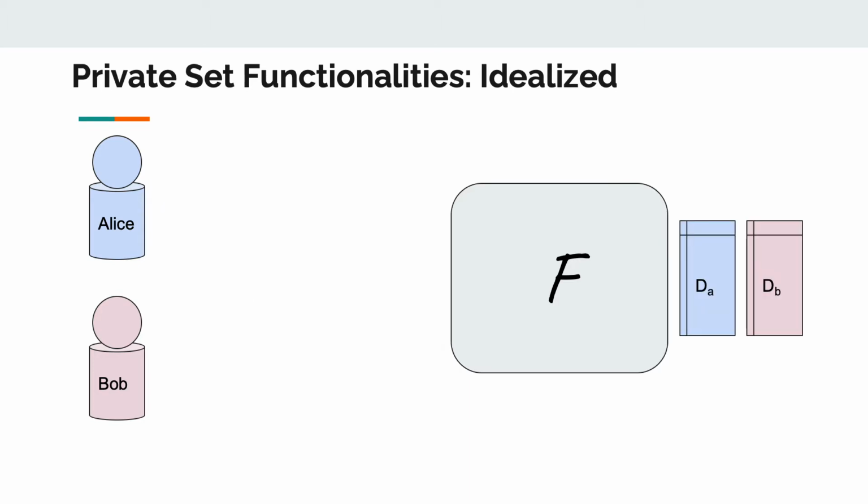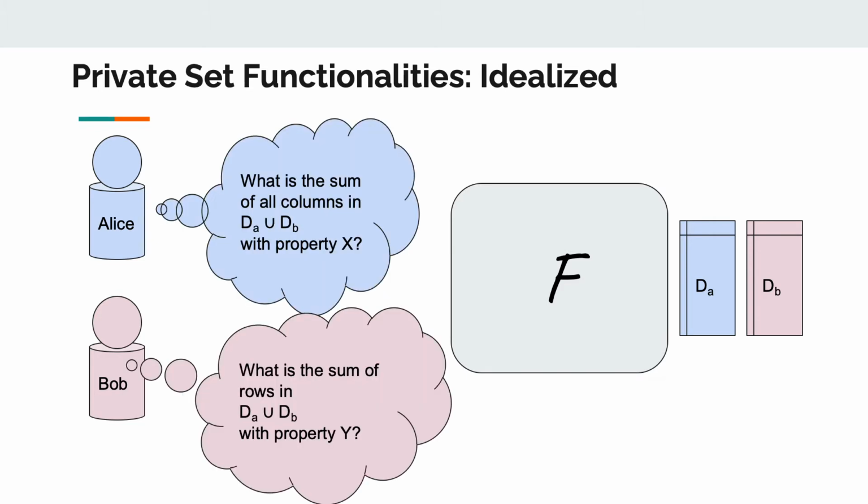In the idealized version, Alice and Bob both send their databases to a trusted party, and then Alice and Bob can ask multiple queries of the trusted party, which responds without revealing any information that is not relevant to the queries.